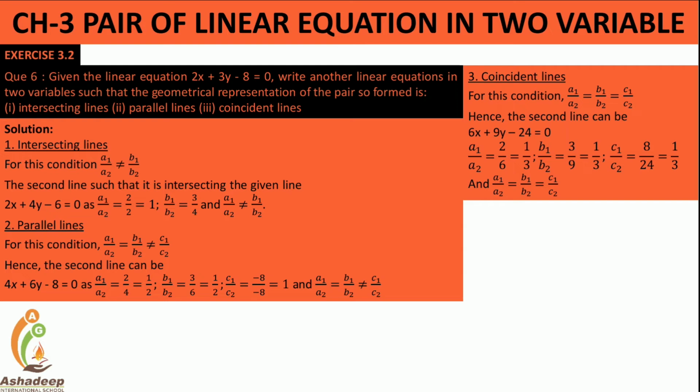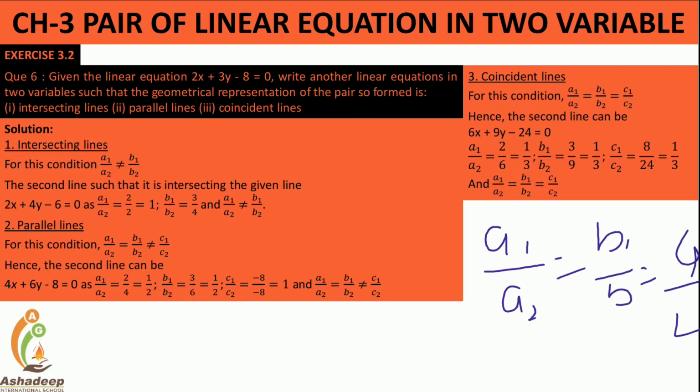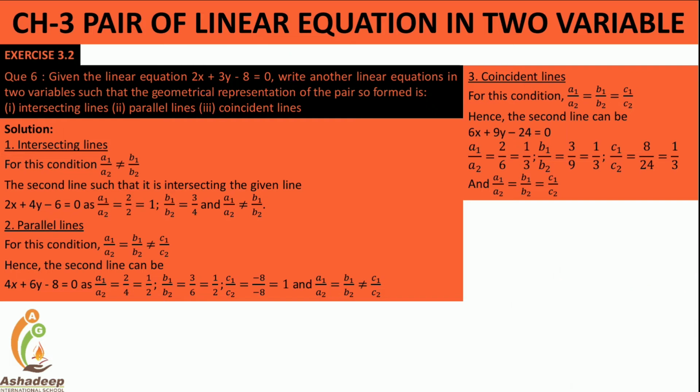Right? Now let's move ahead with the coincident line. What is the meaning of coincident line? See, coincident line means nothing but a1 upon a2 is equals to b1 upon b2 is equals to c1 upon c2. Right? So this condition has to be satisfied. So you need to multiply this equation with any number. Just multiply this equation with any number, you will get the answer. Let me multiply it with the 5.